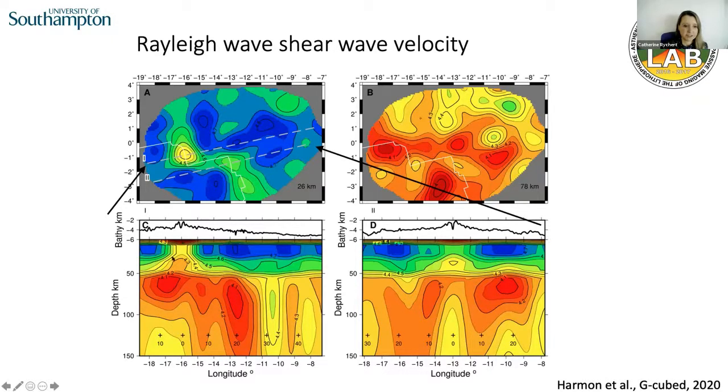We see slow velocities beneath the ridge, faster velocities off-axis that get thicker with age. And this is true in the north and the south. And we find punctuated anomalies, not necessarily directly beneath the ridge axis and several hundred kilometers off the ridge axis. We also see a fast velocity anomaly that looks a little bit like a lithospheric drip.